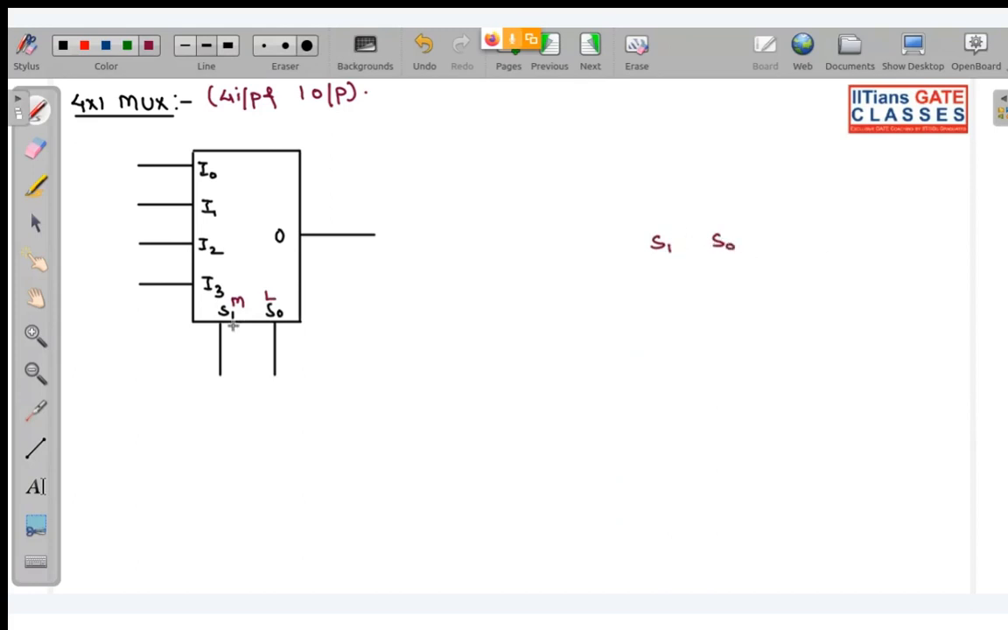So basically, if we have two variables in selection line, in binary with two variables, we can represent 4 numbers, or here we will be writing it as 4 inputs we can select using a pair of selection lines. So how can we do that? So the combination of selection line can be 0 0, or it can be 0 1, or it can be 1 0, or it can be 1 1.